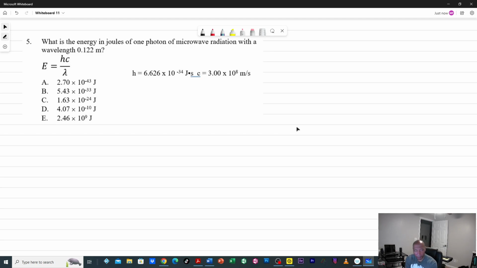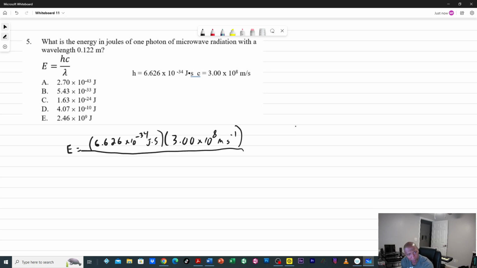So of course, since we're trying to find energy, we don't have to do any algebraic manipulation. Just plug in variables. 6.626 times 10 to the negative 34 joules times seconds, 3.00 times 10 to the 8 meters per second. And the wavelength was 0.122 meters. A very, very long wavelength. That might be the microwave region of the spectrum.